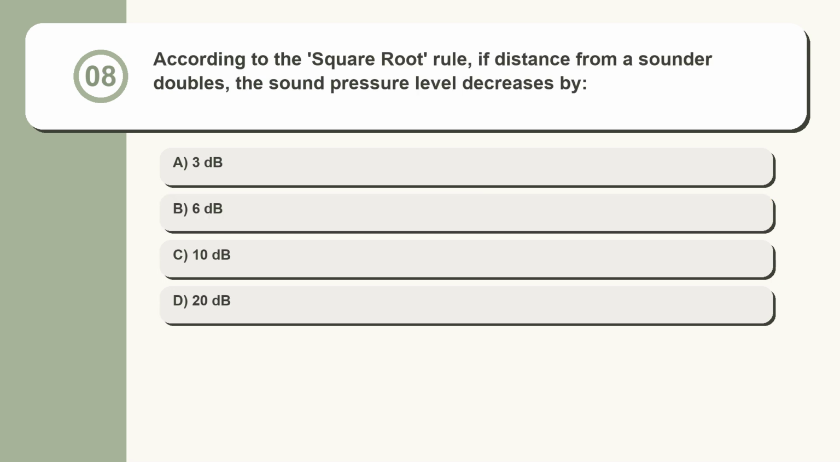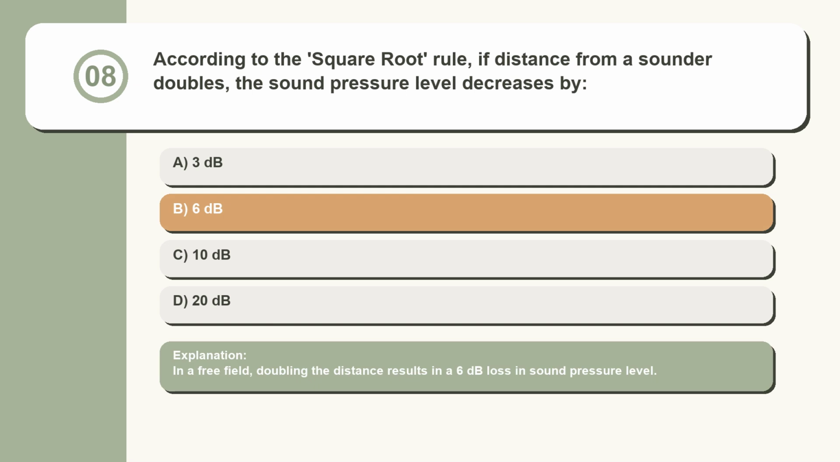Question 8. According to the inverse square law, if distance from a sounder doubles, the sound pressure level decreases by 3 dB, 6 dB, 10 dB, 20 dB. In a free field, doubling the distance results in a 6 dB loss in sound pressure level.